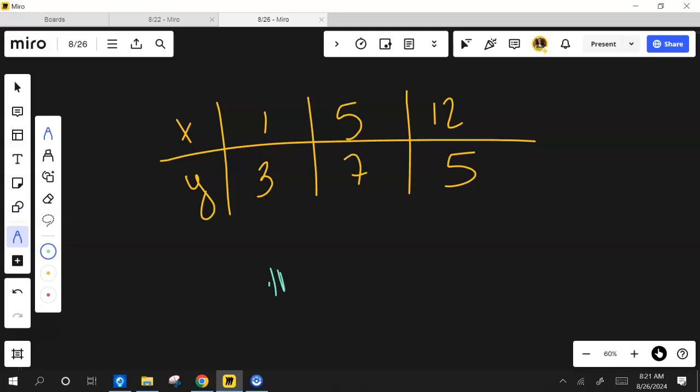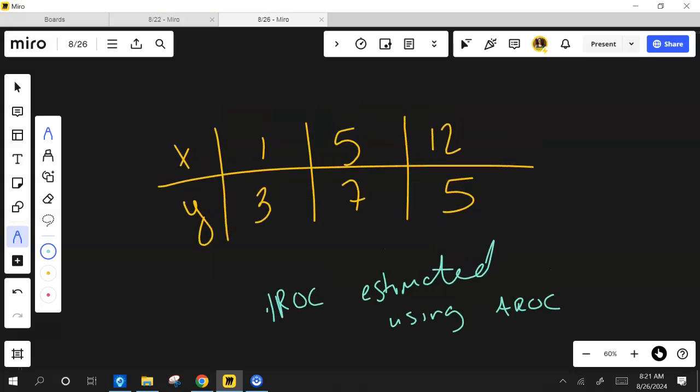So IROC can be estimated using AROC, but I surround myself around that particular value. So for instance, if I said when x equals 7, then I would come here and I would do AROC for these 2 points, right? I'm just saying, I'm trying to tie this back to this question because this is what I was trying to get to on Friday.